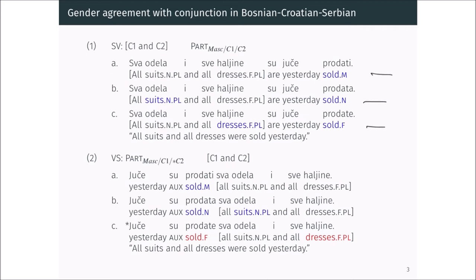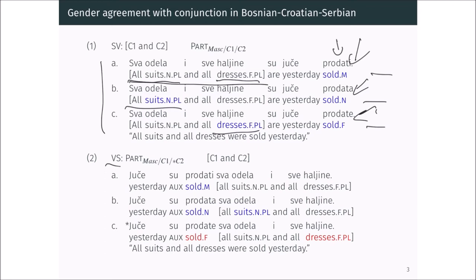When a participle agrees with the subject of a conjunction, we have several strategies. Notice here in one, we have conjunction of a neuter conjunct and a feminine conjunct. In the subject verb order, the past participle can show either masculine agreement, which is resolved agreement, or neuter agreement, which is highest conjunct agreement, or feminine agreement, which is the closest conjunct agreement.